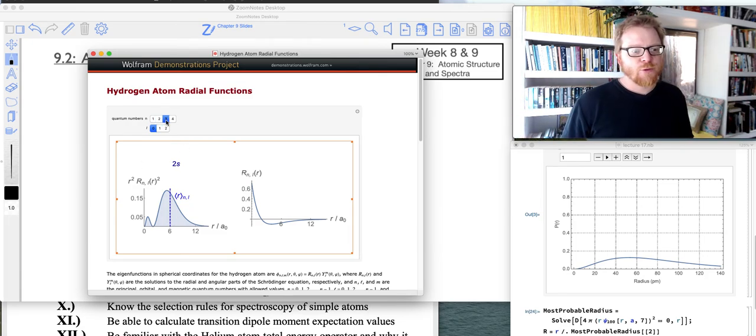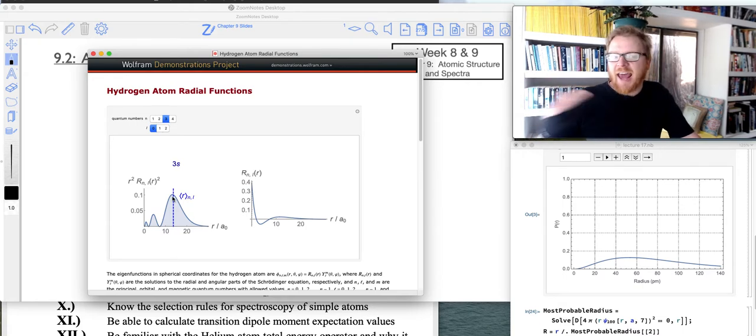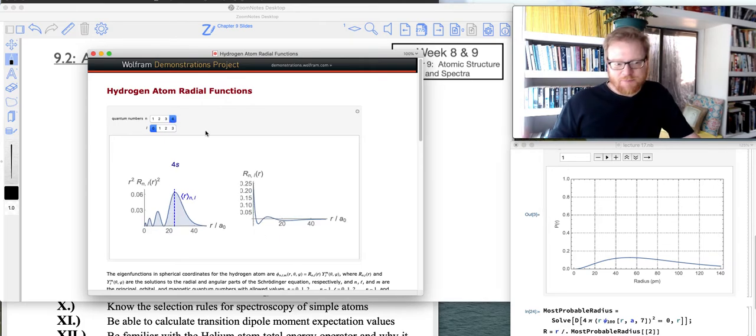If we look at 3s, we get a similar situation. There's the radial, and it shows 2 nodes. And what's kind of cool is the expectation value for 3s is becoming much closer to the most probable value for that third lobe. And again, that just has to do with the areas under the curves. And then 4s, we see something similar, which is very cool.